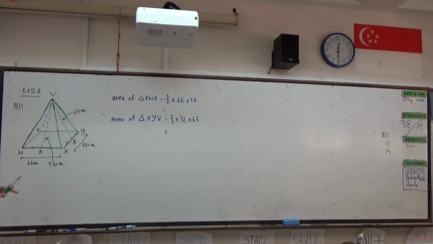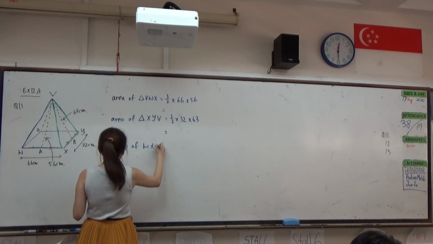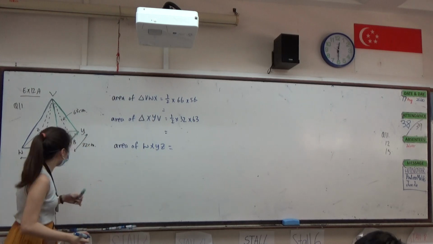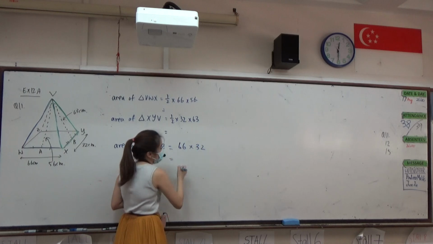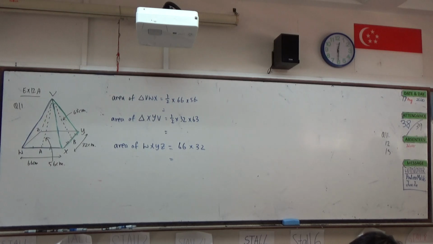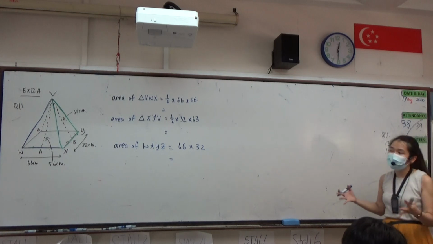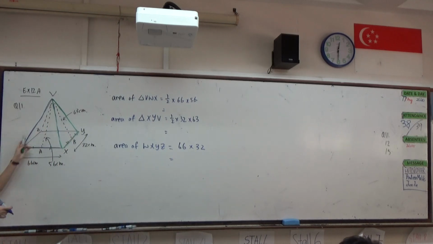Then the area of the rectangle at the bottom, which is WXYZ, will be simply length times breadth, so 66 times 32. So when it comes to such questions, I don't want you to give up and think, wow, this is so complicated, total surface area, and then not do a single calculation. You never know, if you break it up into parts, just go and calculate whatever you know, and then you may be able to score some marks out of it. So don't give up on the question itself. Just find whatever you know.